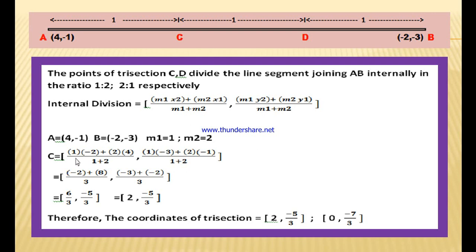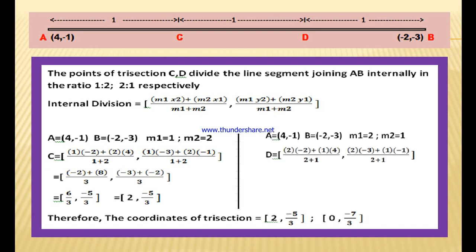Now let us simplify this. 1 into -2 is -2, 2 into 4 is 8, by 1 plus 2 is 3. Now y coordinate, 1 into -3 is -3, 2 into -1 is -2, by 1 plus 2 is 3. -2 plus 8 is 6 by 3, -3 minus 2 is -5 by 3. After simplification, 6 by 3 is 2 and the y coordinate is -5 by 3. We got the coordinates of C. Now let us find the coordinates of D also.